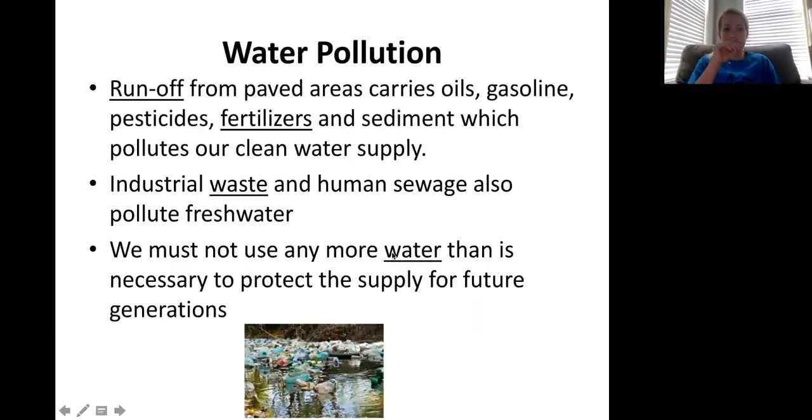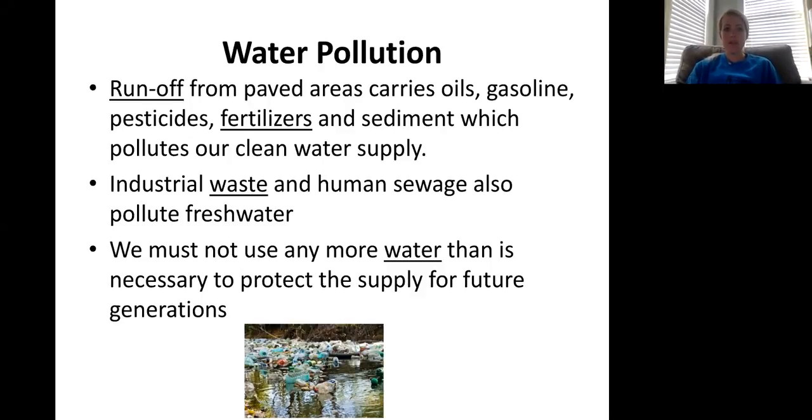Water pollution: runoff carries oil, gasoline, pesticides, fertilizers, and sediment, which pollutes our clean water supply. Industrial waste and human sewage also pollute our fresh water. And we must not use any more water than is necessary, to protect the supply for future generations. I know we live in a country where we don't necessarily think about how much water we're using because it's just continually coming out of the faucet or the hose. We don't have to think about that, but it's not like that everywhere. And we take these things for granted.